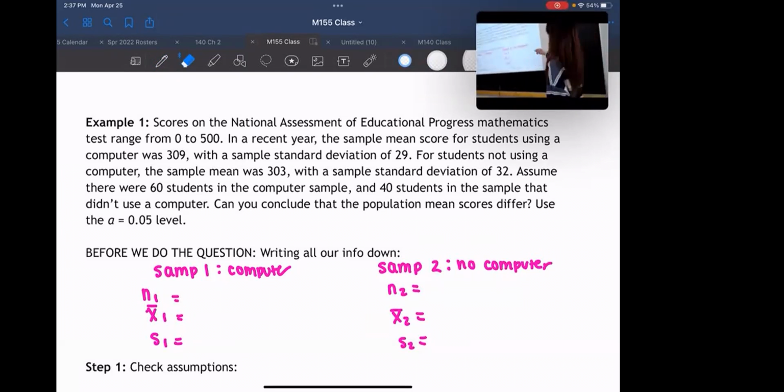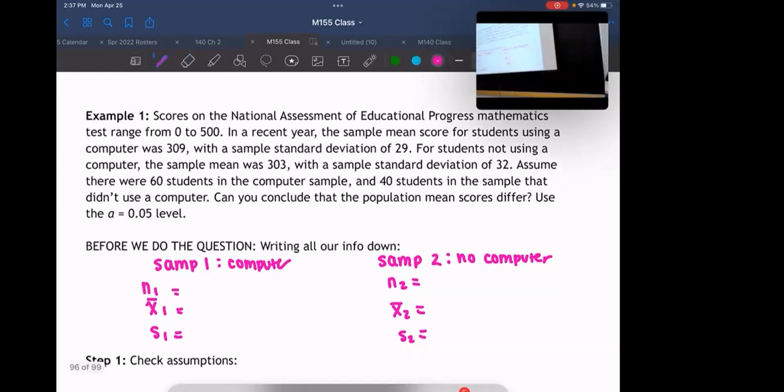Good, right? It says, assume that there are 60 students in a computer sample. I think that was a little tricky because looking at the question, the sample size wasn't clumped together with the first sample. But if you read later on, you'll see that N1 was 60. Looking at the computer scores, it looks like the sample mean for sample 1 was 309, and the sample standard deviation was 29. Everyone good so far?